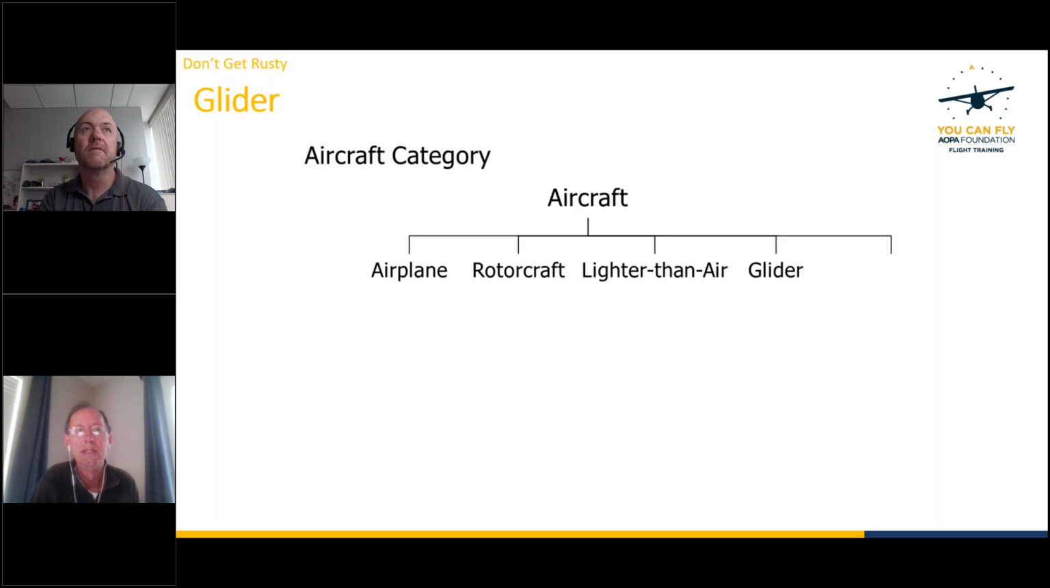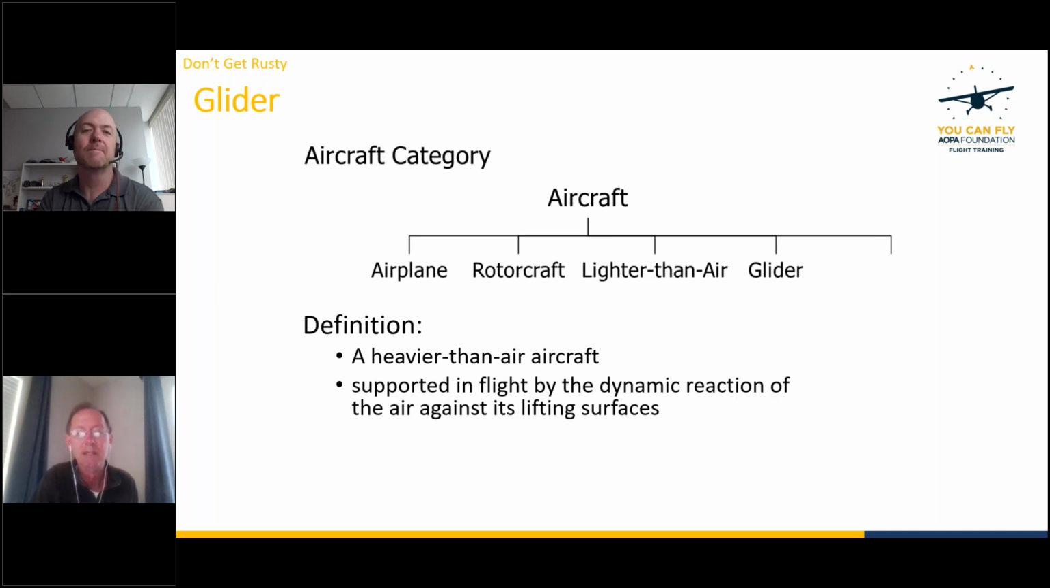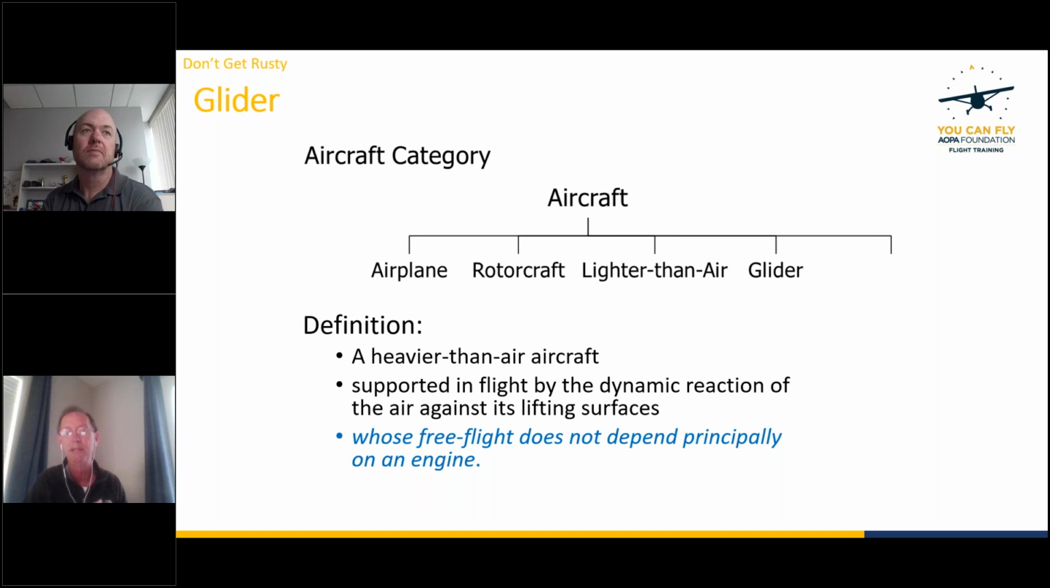So what is a glider? It's one of the aircraft categories. It fits right in there with airplane, rotorcraft, lighter than air. There's always one at the other end that I can never remember. I think it's powered lift or something like that. Yeah. The FAA has a definite definition of it. It's a heavier than air aircraft, but so is airplane, rotorcraft. Supported in flight by the dynamic reaction of the air against its lifting surfaces. So we're still with airplane and rotorcraft. Here's the differentiator: whose free flight does not principally depend on an engine, which is not to say that gliders can't have engines, but typically our free flight doesn't involve one.